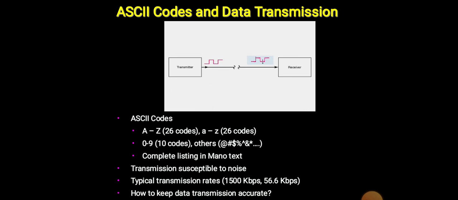Example diagram. ASCII codes A to Z, 0 to 9, and a complete listing. Transmission is subject to noise. Typical transmission rates. How to keep data transmission accurate.